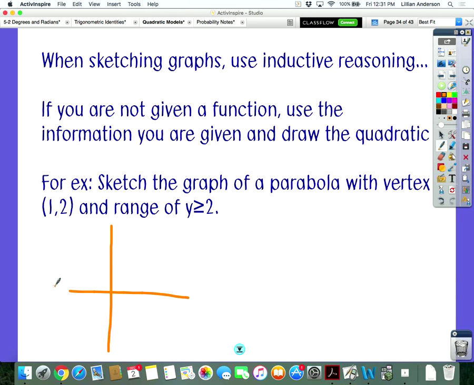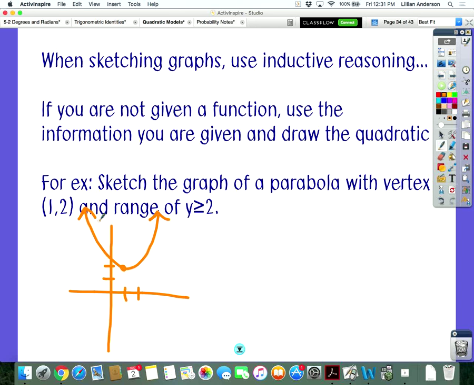So, to sketch this graph, we need a vertex at (1, 2). And then it needs to be a parabola that does open up, because if it opens down, then technically the range would be everything less than or equal to 2. So we know that it's going to go up, and that will be enough to suffice for this graph. So you want to basically use what you're given, use a little thought here to determine, okay, if I'm given the vertex and the range, it has to open up. If I'm given the y-intercept and the x-intercepts, depending on where they are, it might open up or down. So use all your pieces to help you there.